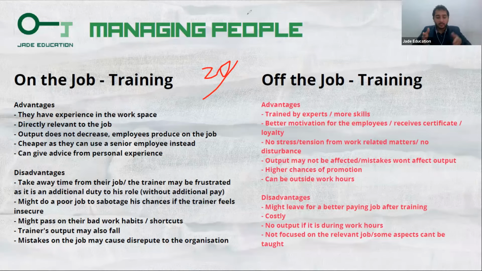And well, mistakes while doing the job. When they're on the job, you make mistakes, you're tarnishing the reputation of the organization. You're a newbie. You don't know, yeah? Off the job training, guys, well, trained by skilled experts. You're motivated because you get a certificate in the end. There's no stress from work because you're doing things individually. No one's calling you to say, do this, do that. And when you get a certificate and things like that, you probably are going to get promoted.